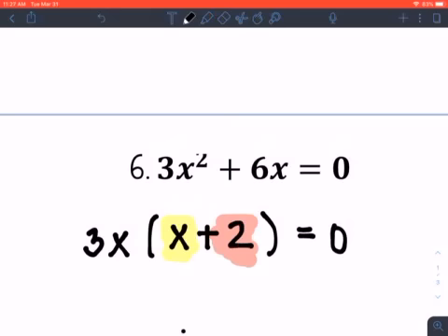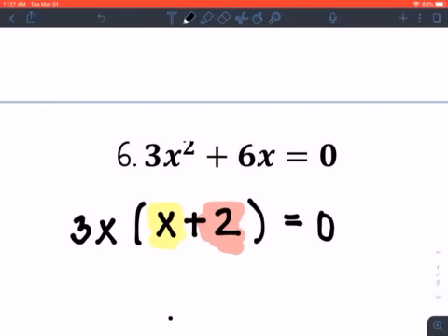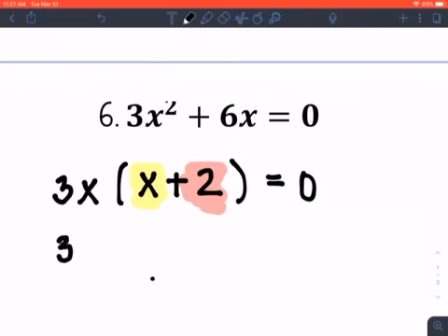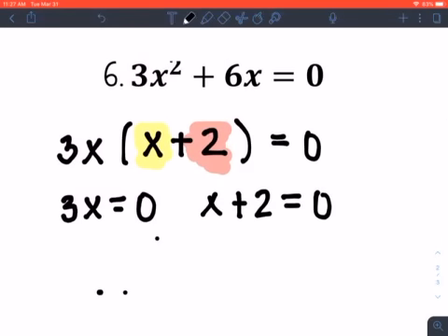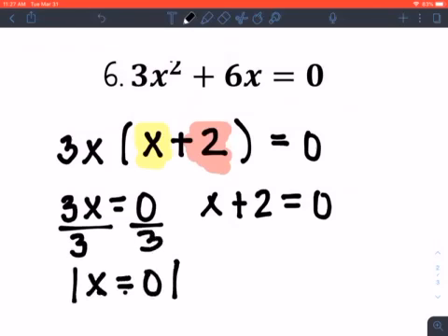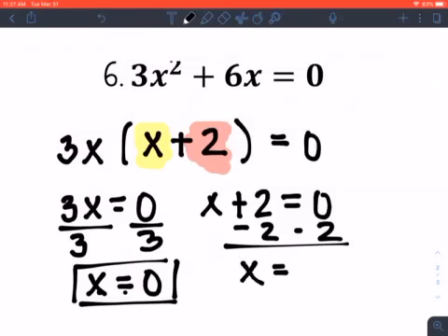I'm going to set each factor or each piece that has an x equal to 0. So now we're going to say 3x is equal to 0, and x plus 2 is equal to 0. And I'm going to solve both of these. In the first one, I need to divide both sides by 3, and I get x is equal to 0. That's one of my answers. And then let's do the next one. I'm going to subtract 2, and I get x is equal to -2. And that's going to be my second answer.